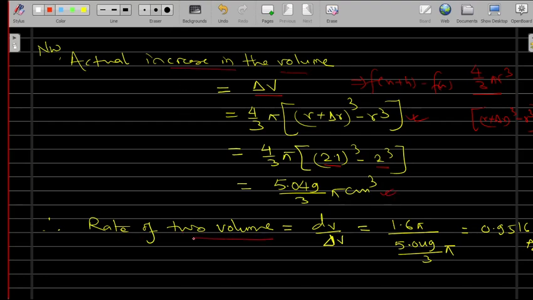The ratio of the two volumes, that is dV by ΔV, approximate by actual, you can put the values and find it this way.